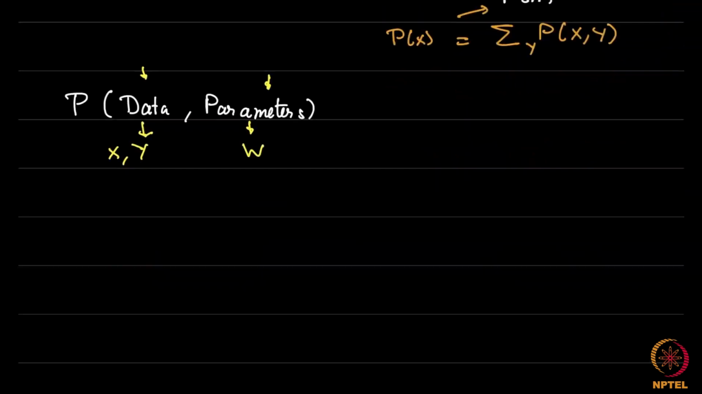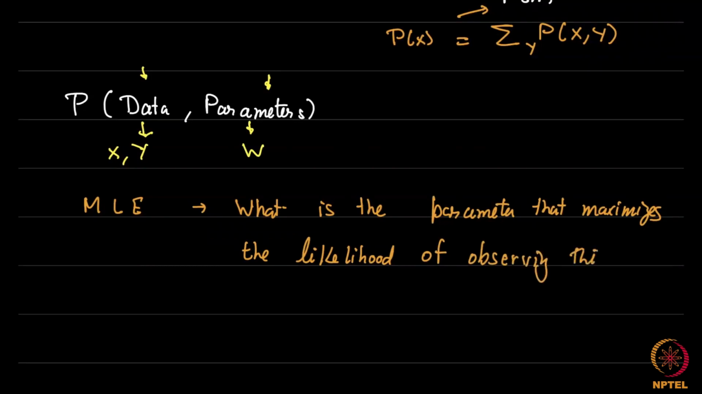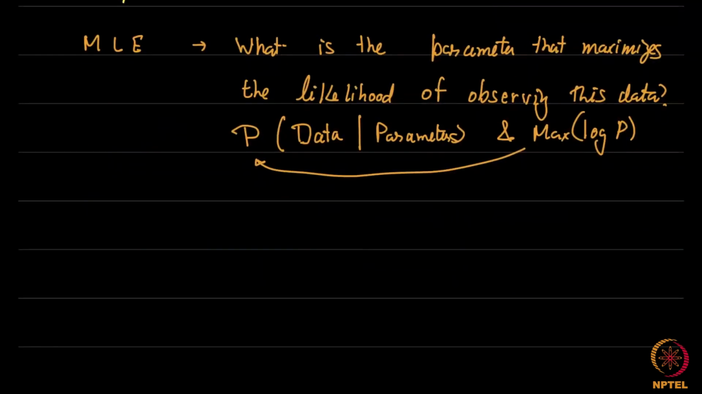Now, what was MLE? I'm going to rewrite MLE in this form. MLE said, what is the parameter that maximizes the likelihood of observing this data? So we saw this last time as well. So the question really was, find out probability of the data given the parameters and maximize this probability, or maximize, we usually did log of probability. Okay? And this is what gave us the least square estimate again. So this is what was MLE, right?